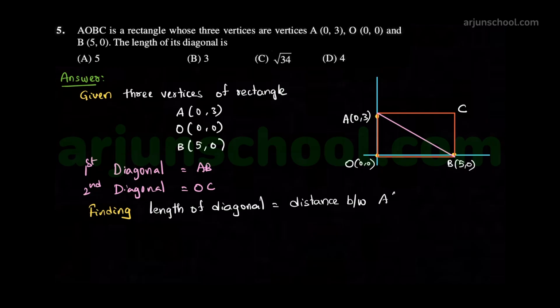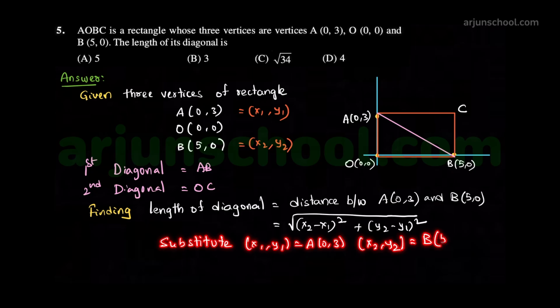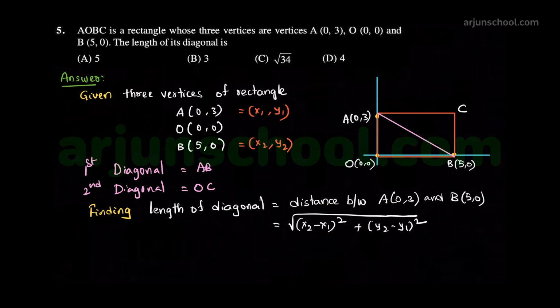Therefore, the length of the diagonal is equal to the distance between A (0, 3) and B (5, 0). That is equal to, what is the distance formula between two points (x1, y1) and (x2, y2)? Root over (x2 minus x1) whole square plus (y2 minus y1) whole square. Now let us substitute the values (x1, y1), which is A (0, 3), and (x2, y2), which is B (5, 0), in this formula.